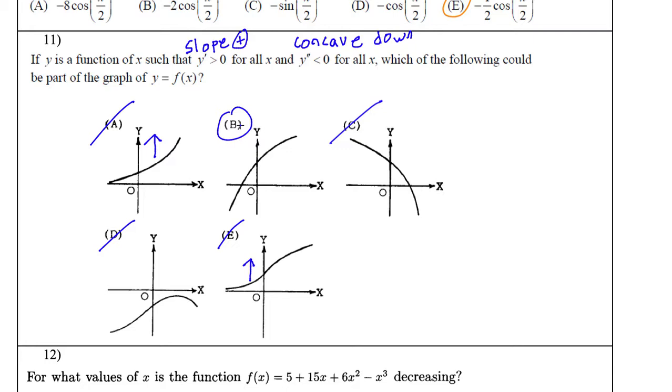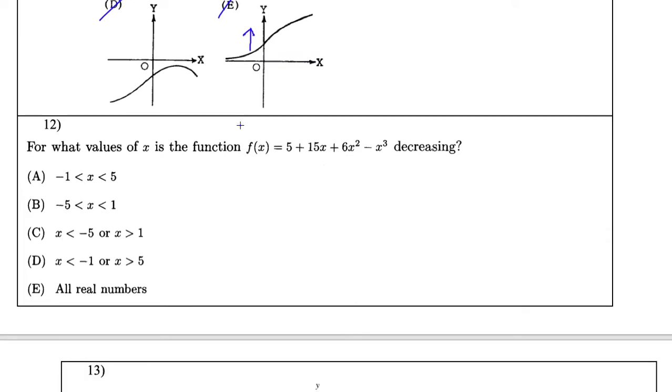All right. If there are no questions, we're moving on to number 12. For what values of x is this function decreasing? Again, this is our unit 2. Is it unit 2? No, it's unit 3 speaking at us. Unit 2 is just all about derivatives. Unit 3 was analyzing the derivatives.